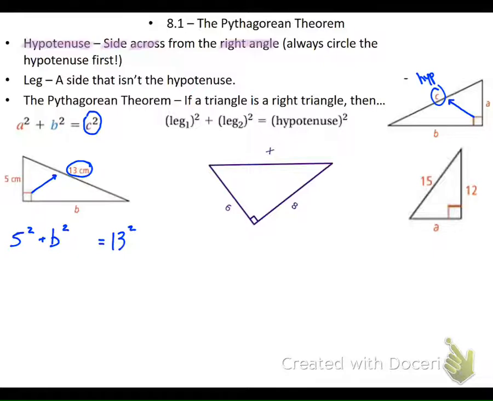So 5 squared gives me 25, plus b squared equals 13 squared, which I believe is 169. Yep. Then I can just subtract the 25 over to the other side. I get b squared is equal to 144. And then to solve the equation, I can take the square root of both sides and get b is equal to 12.